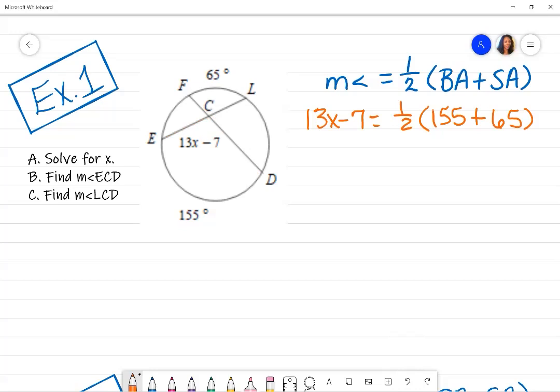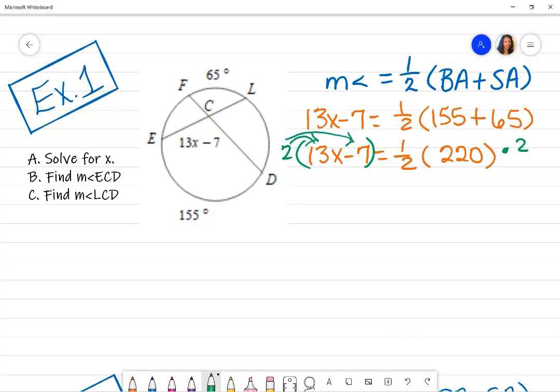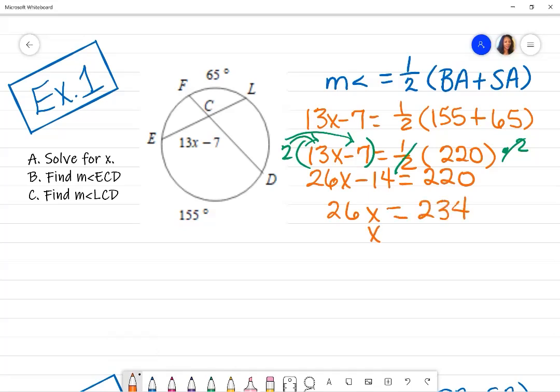So now you just want to simplify. And since those are like terms, I can combine them, and that's 220. Because I have a fraction, I want to multiply both sides times 2. Over on the left-hand side, be careful because you have to distribute that 2 to everything that's in the parentheses. And the purpose of doing that was to get rid of this fraction. Now, once I simplify, I'm going to add 14 on both sides, and that will result in 234. Divide both sides by 26. X is 9. So part B asks me to find the measure of angle ECD.